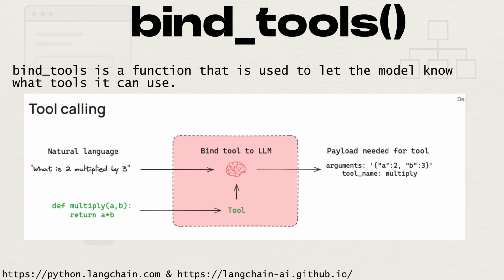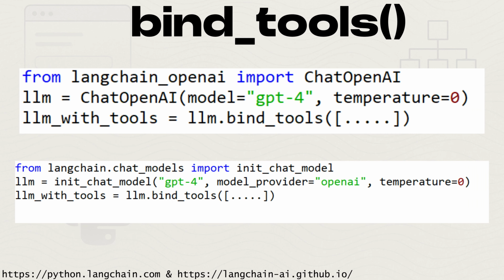If you are using LangChain OpenAI and you want to include some tools, you basically load the model and then bind using llm.bind_tools, and within that there is a list of tools. The other approach is more flexible. If you are after using, for example, other types of models, you basically utilize LangChain chat models and do the same thing.